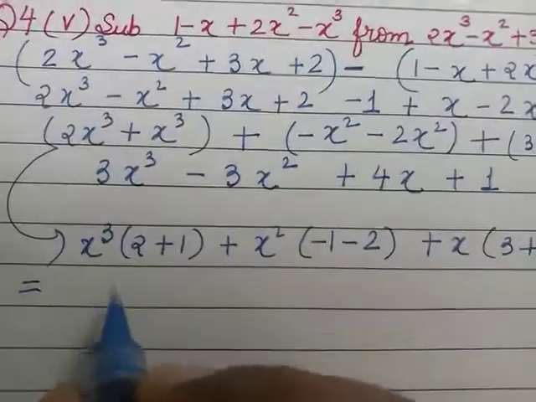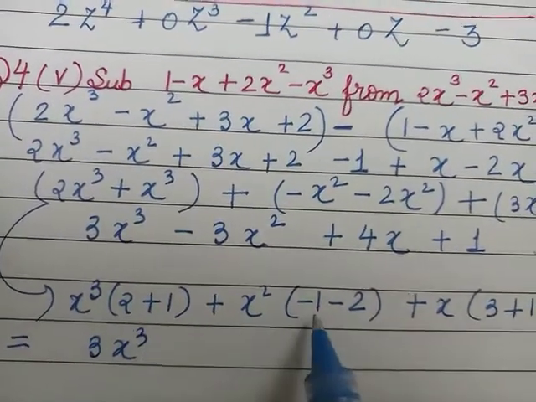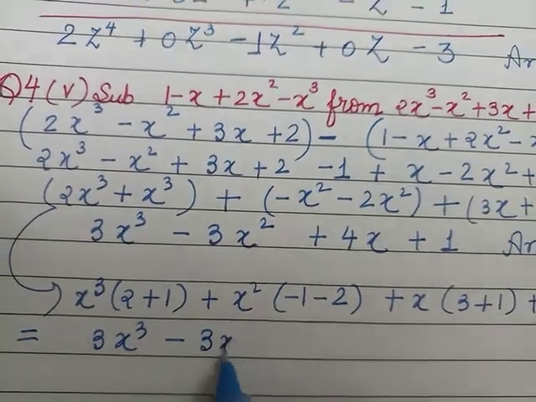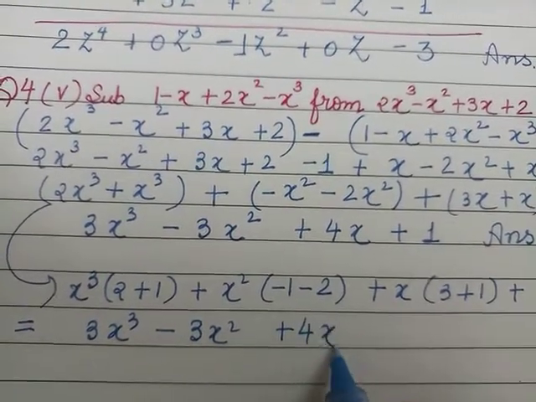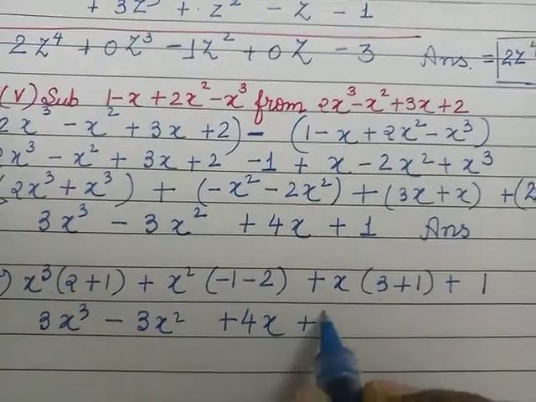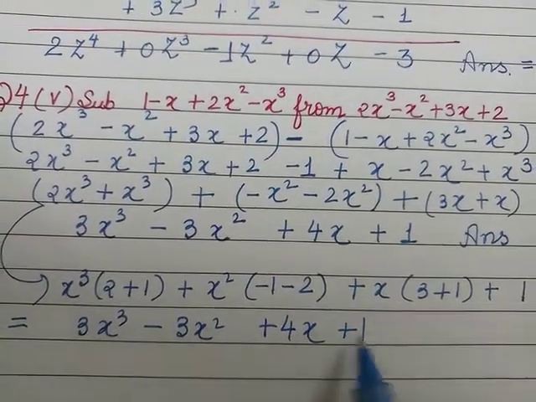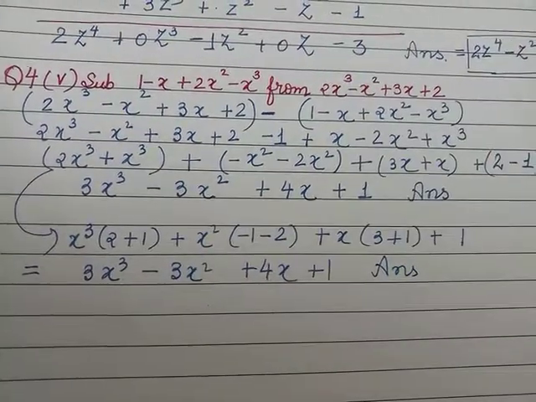You can write one more step. So 2 plus 1 is 3x cube. Minus 2 and minus 1 will give you minus 3x square. 3 plus 1 will give you plus 4x. And this will give you plus 1. You can write one more step this way and then you can write the answer in the next step. Both the ways are correct.